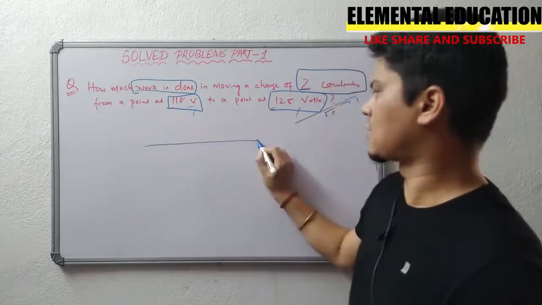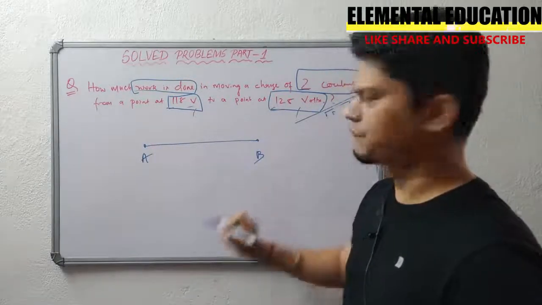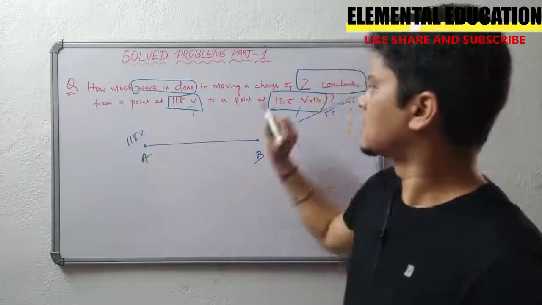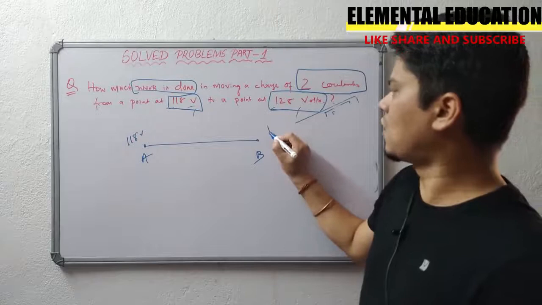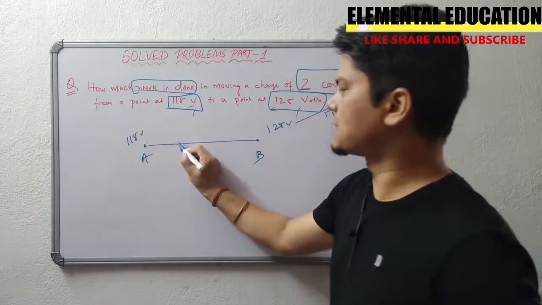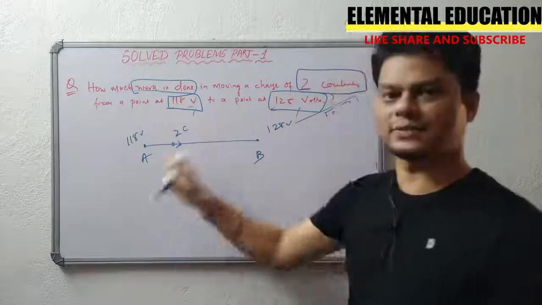There is a point A. Let me draw the diagram. This is point A. There is a point B. This point A is 118 volt. And this is point B of 128 volt. And there is a 2 coulomb of charge. Charge is 2 coulomb. 2 coulomb of charge is moving.